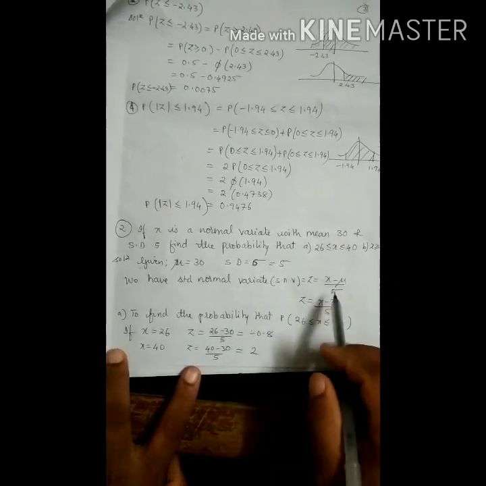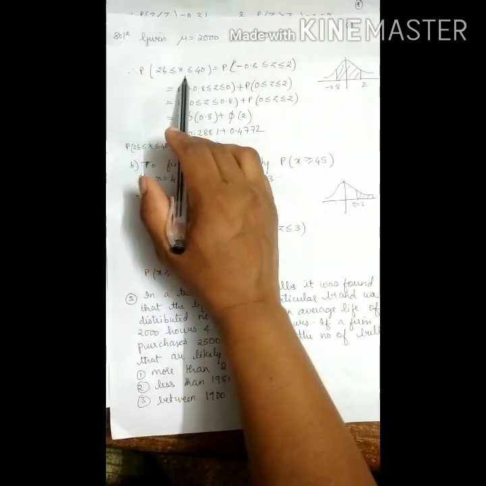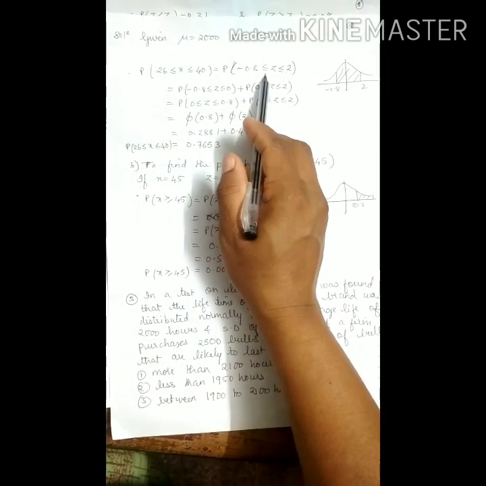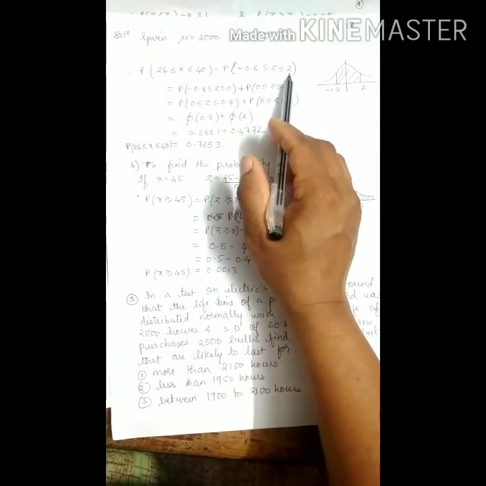So what you have to calculate is the probability of 26 less than or equals to x less than or equals to 40, which means the probability of minus 0.8 less than or equals to z less than or equals to 2.